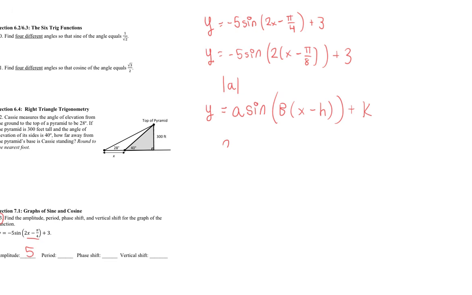Our period is going to be 2 pi over b. So 2 pi over 2. So that's going to get us pi. Our phase shift is going to be pi over 8, and it's positive because it's the opposite of what it says, so to the right. And our vertical shift is going to be 3 up.